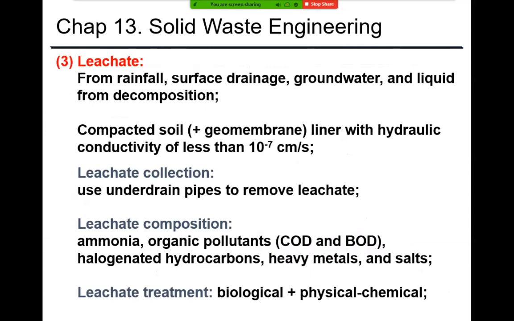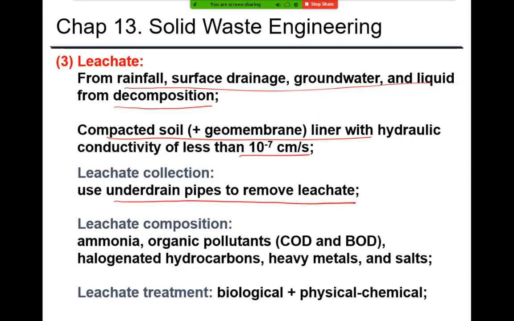So in terms of the leachate controls, leachate can be formed from rainfall, the groundwater and then the liquid from decomposition. So we have a lot of methods to prevent them from penetrating our soil, right? And then for the collection, we used under-drain pipes to remove the leachate.